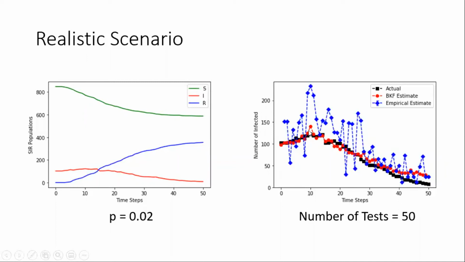That is to say, the BKF remembers the number of infected individuals at the time step before and uses that information to update itself more accurately on how the model should handle itself at the next step of time. The empirical estimate does not measure this, as it only takes a ratio at every given step. So from this, we can see that the BKF and its memory factors are far more accurate in a realistic scenario when we have very few tests and when the probability of infection remains relatively low.